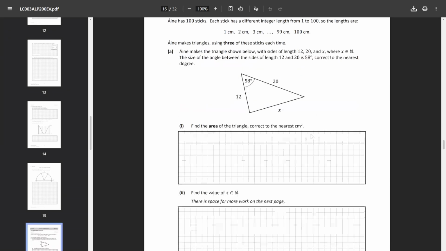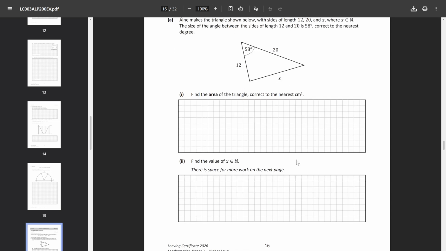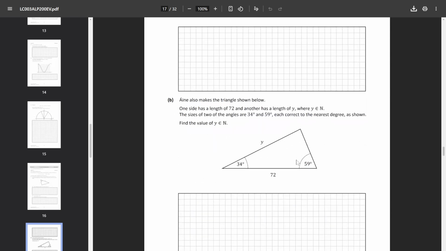Area of a triangle is fine, and find the value of x. That's just using the cosine rule. So that's not terrible. Stuff you should have seen before, and there'd be bulks of marks on for those 2 parts. And then here, again, finding the value of y. Here it's probably easy just to use the sine rule, though the cosine rule wouldn't really work, so I'd say sine rule would probably crack that.